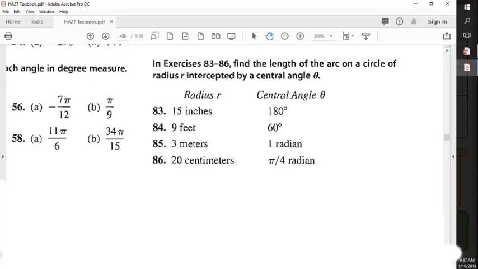Arc length. We're going to find the arc length.